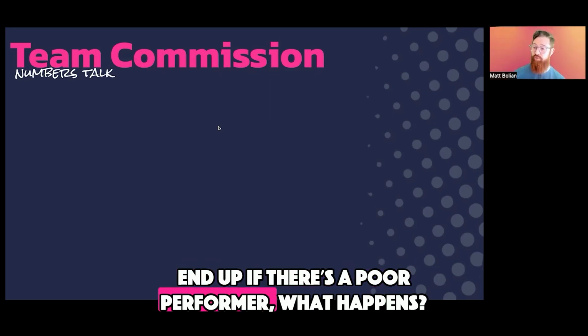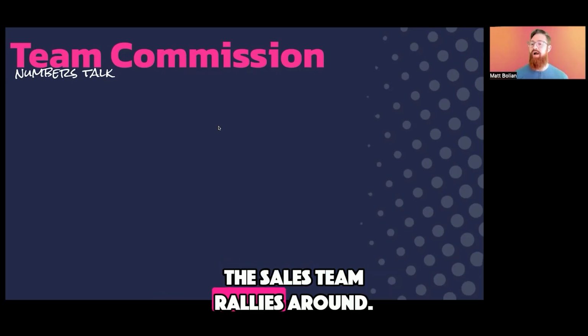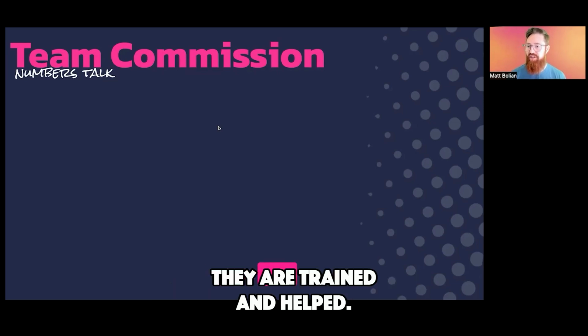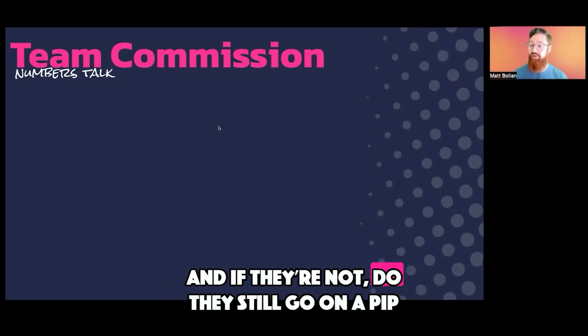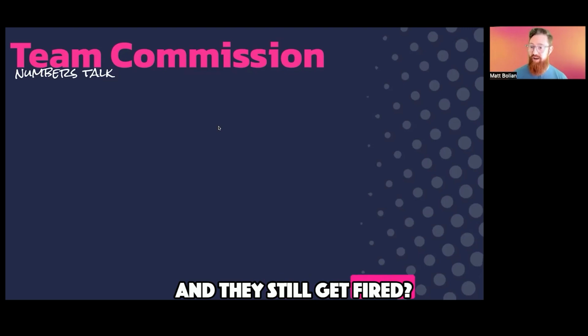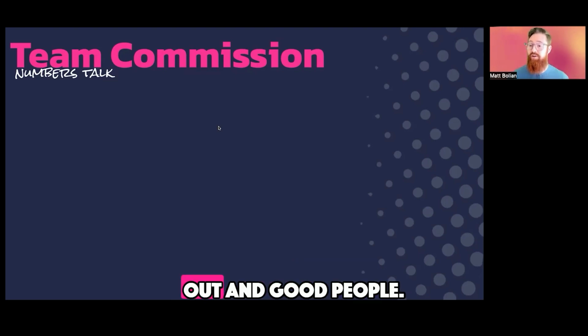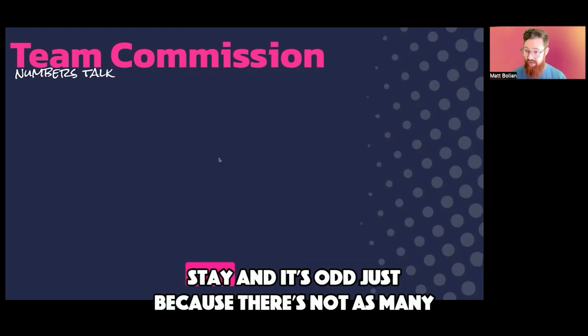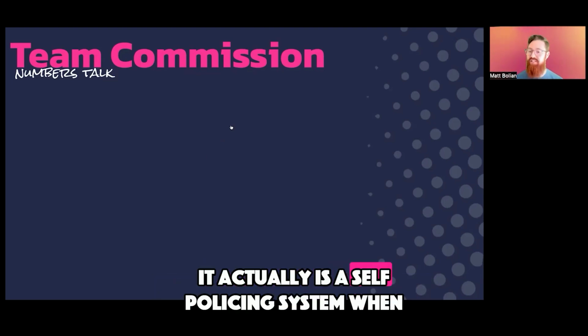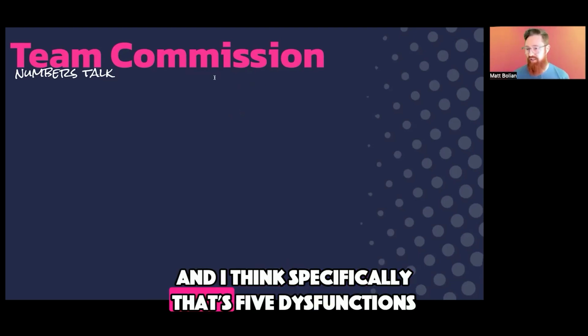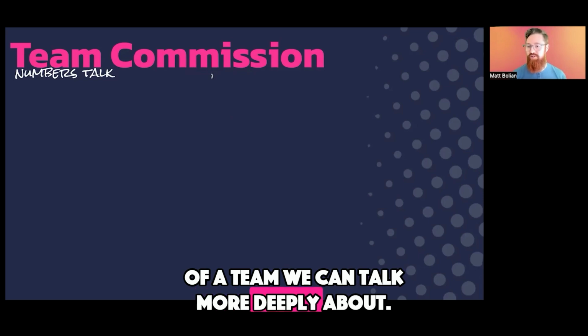If there's a poor performer, what happens? The sales team rallies around, because they're still having a one-on-one with the manager, they're still talking, and they are trained and helped. And if they're not, they still go on a PIP and they still get fired. The difference is the team is on their side. And what happens is bad people get pushed out and good people stay. It's odd just because there's not as many examples out in the world. It actually is a self-policing system when the culture is there. And I think specifically that's Five Dysfunctions of a Team, we can talk more deeply about.